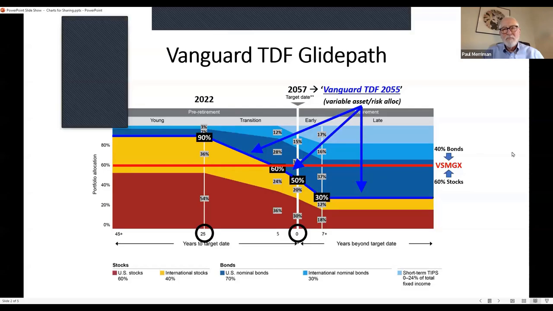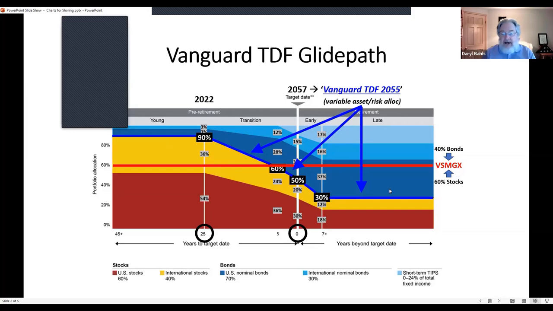The VSD SPX is a 60/40 fund, and so it's got a risk profile like this.